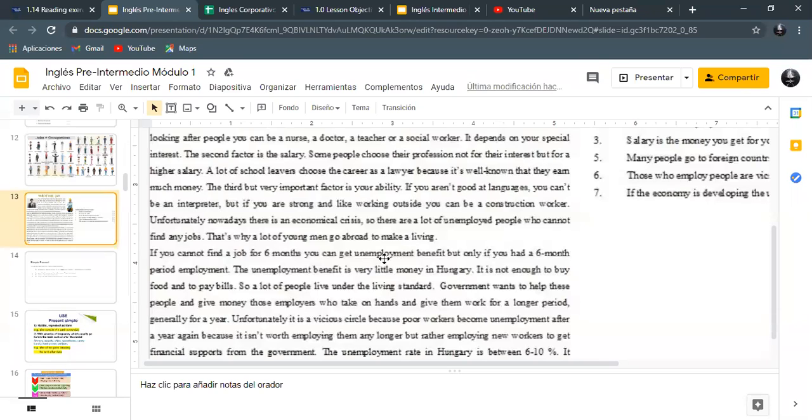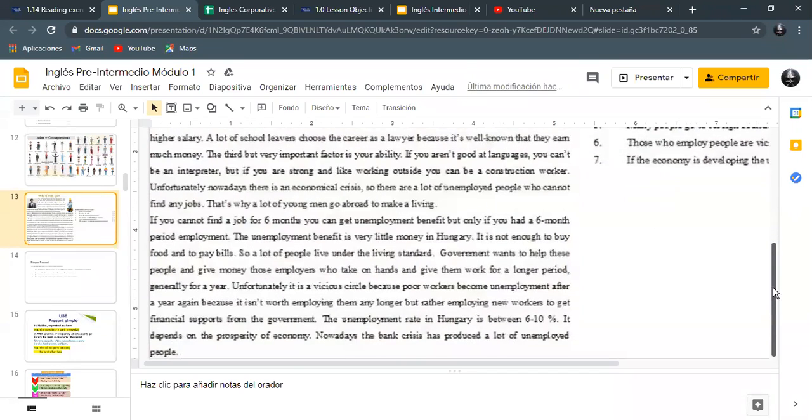O sea, eso de hecho es una manera en la que ustedes le pueden preguntar qué hacen. También es común. So, le pueden decir, what do you do to make a living? Ahí es exacto como what do you do. It's the same. So you can say, oh, I'm a doctor, I'm a nurse, whatever you want to say, okay?